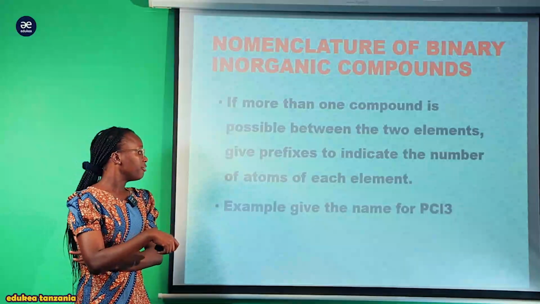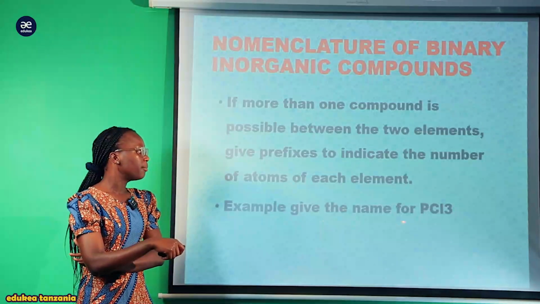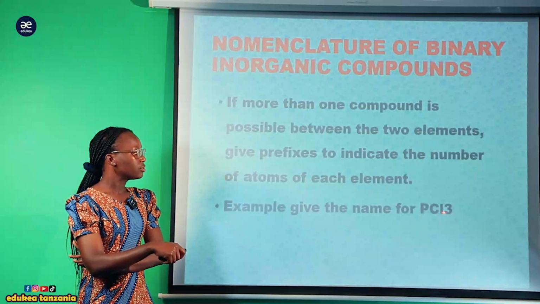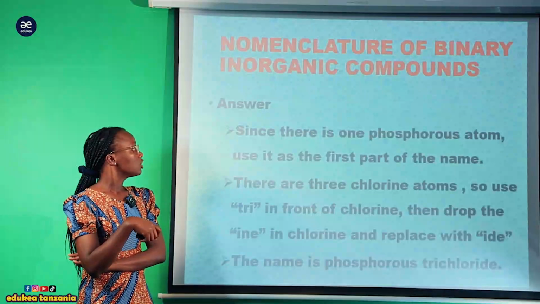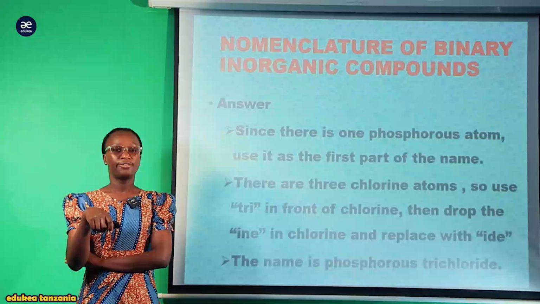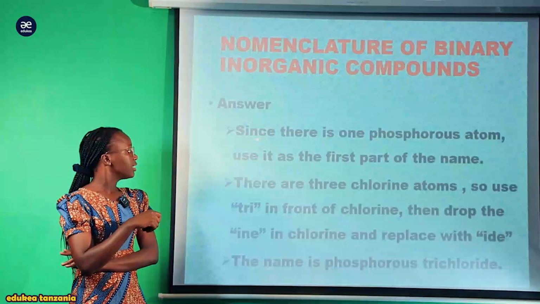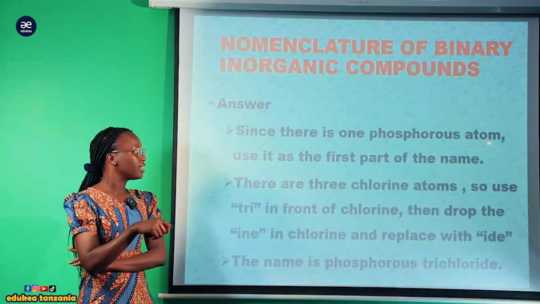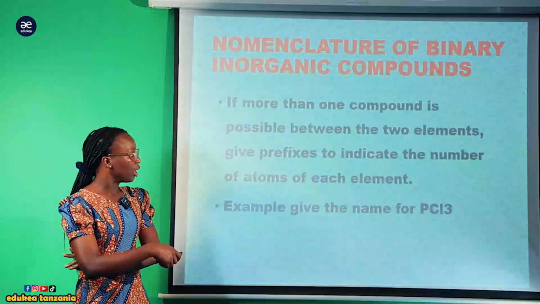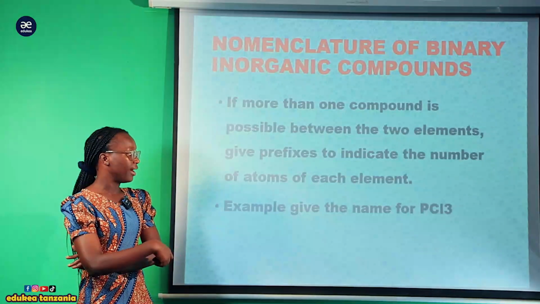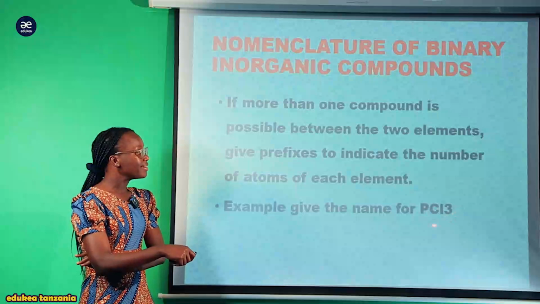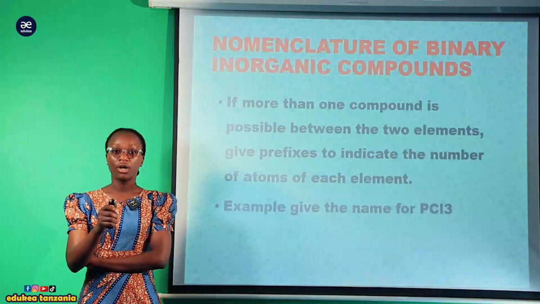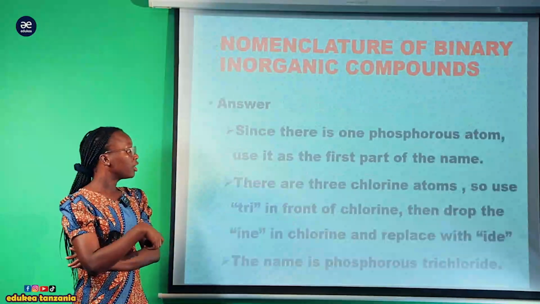For example, give the name for this one. Hii hapa umepewa ni compound yako. So the answer is going to be as follows. Since there is one phosphorus atom, as you see in your compound here, umepewa phosphorus chloride, kwamba kuna 1 phosphorus na kuna 3 molecules of chlorine. So what are you going to do?